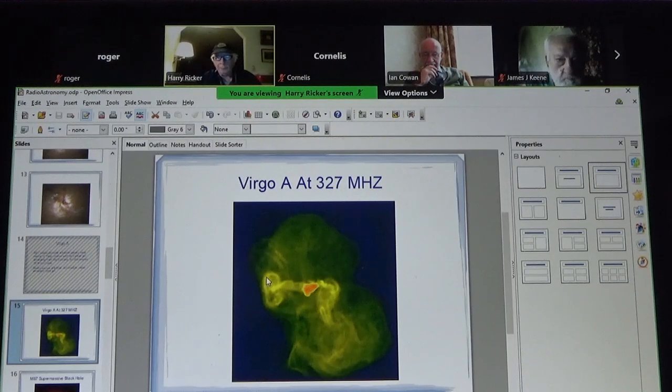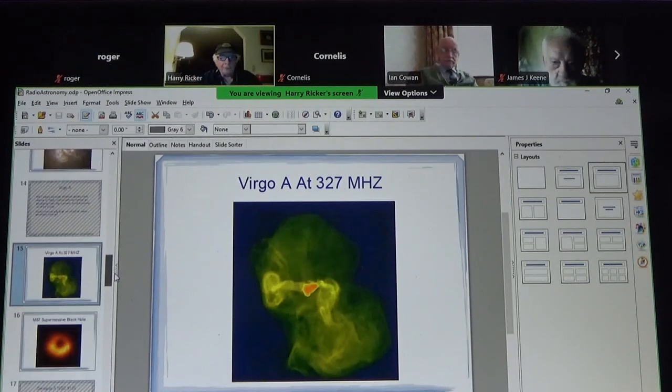So what you have with these radio galaxies is a halo. You can see here's a halo surrounding it. Then in the center you get a bright center. And then it turns out they can resolve detail in the bright center.